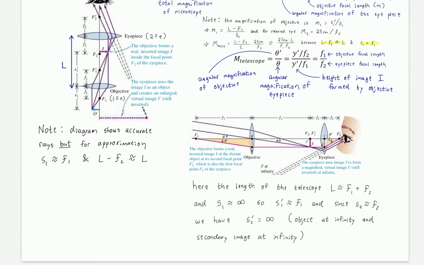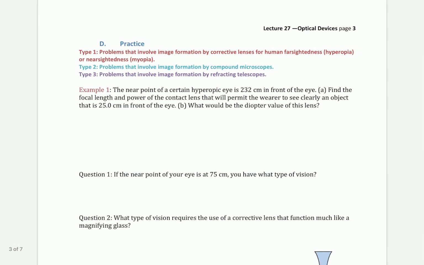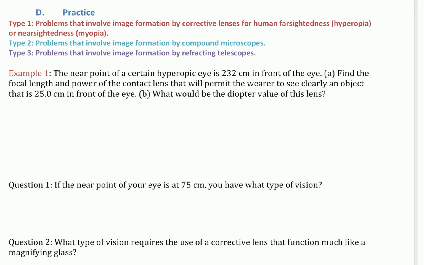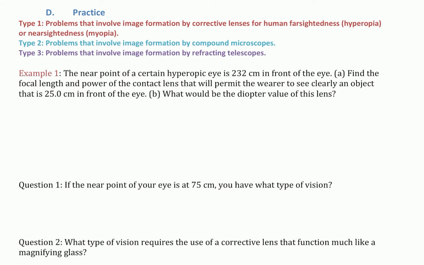Okay, so now finally, let's get to our example problems. Three types. I bet you can guess: corrective lenses, microscopes, and telescopes. Indeed, that's it.